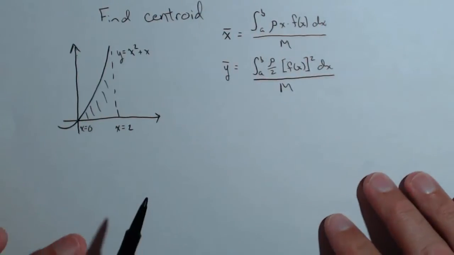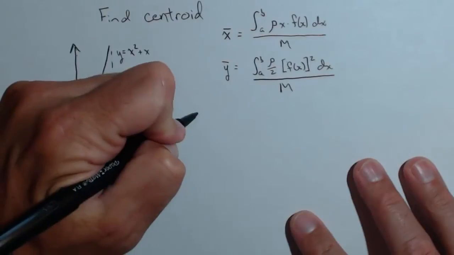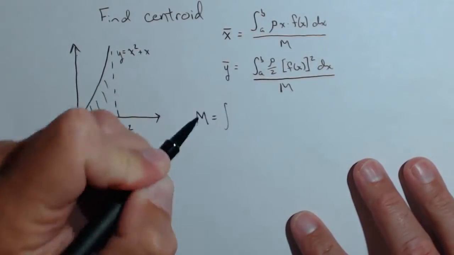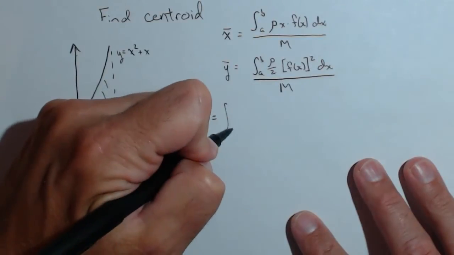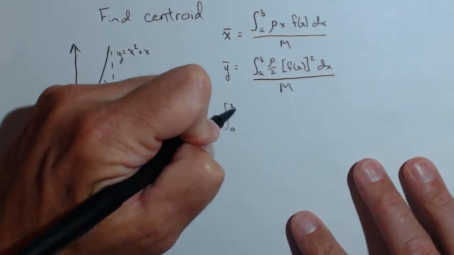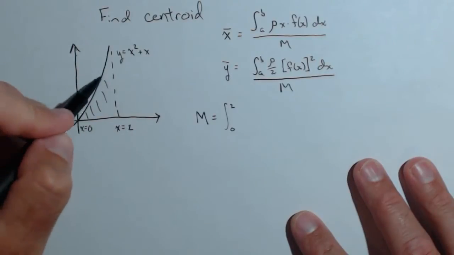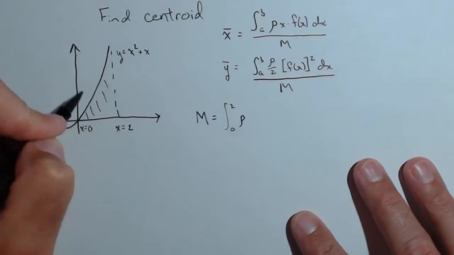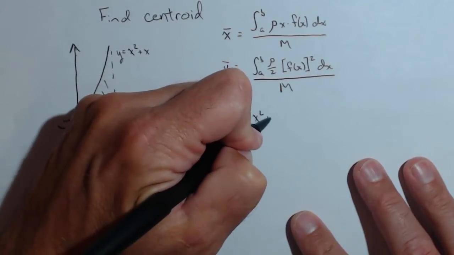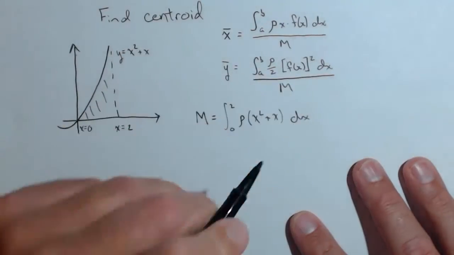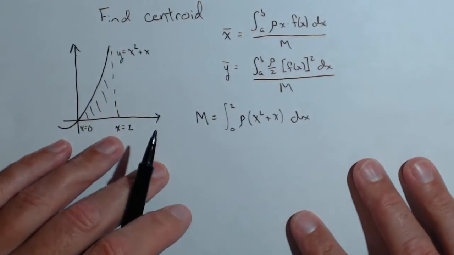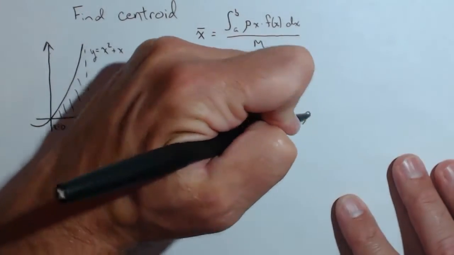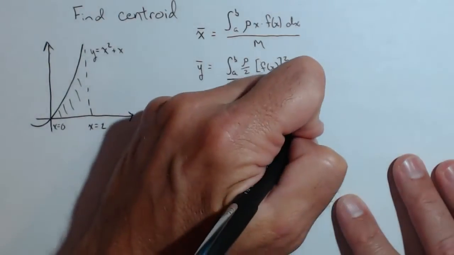What I think is the easiest is to always find mass first. So the mass of this plate is going to be the integral from 0 to 2, because we're going in terms of x, of the area under this curve times our density. So rho times x squared plus x dx. We've got a relatively simple integral. Rho is just a constant, and then we can do this piece by piece.